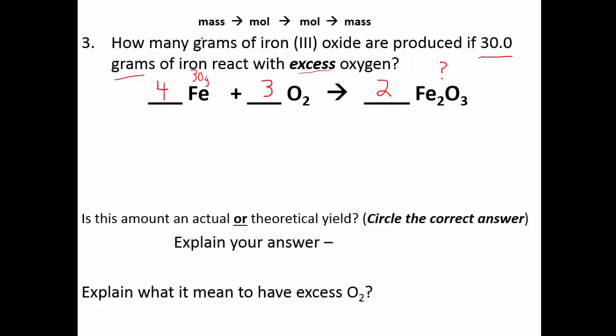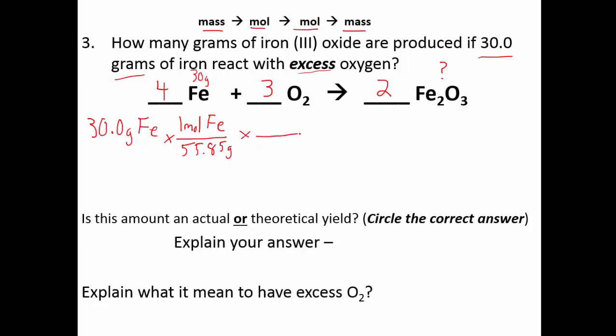So step 1, we're going from mass to moles, mole to mole ratio, mole back to mass. So we're starting out, we have 30 grams of iron. So our first step is we need to go from grams to moles. 1 mole of iron is 55.85 grams of iron from the periodic table.